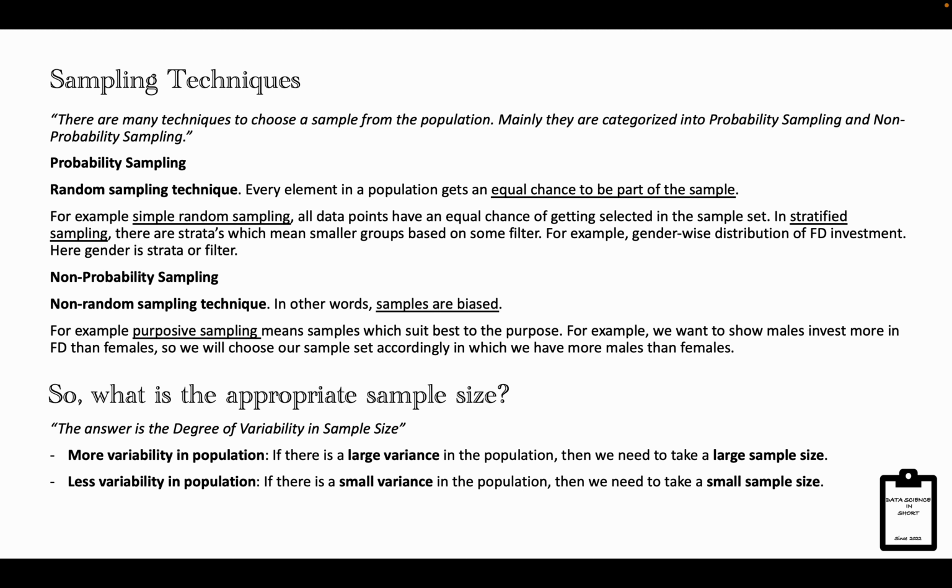In stratified sampling, there are strata, which means smaller groups based on some filters. For example, gender-wise distribution in a fixed deposit. Here gender, male or female, is the strata or the filter.